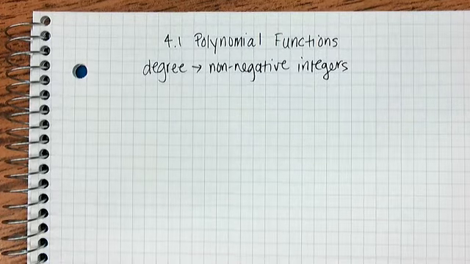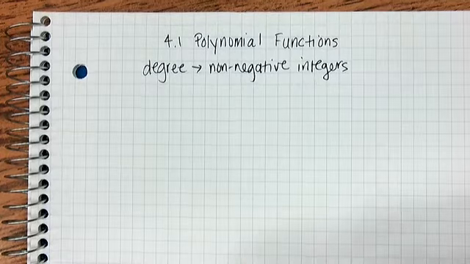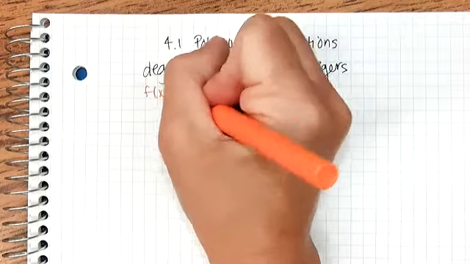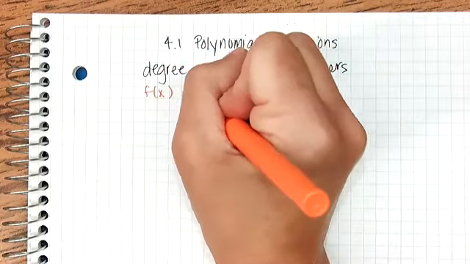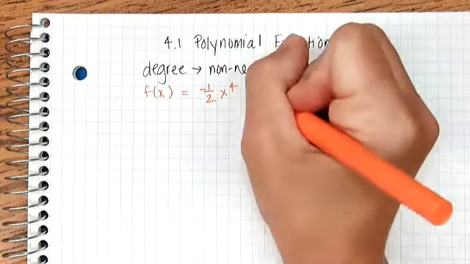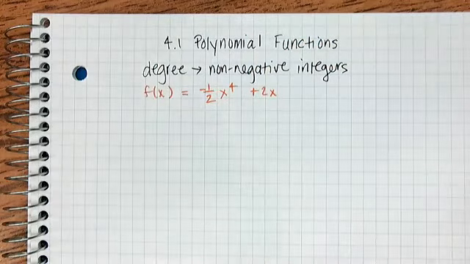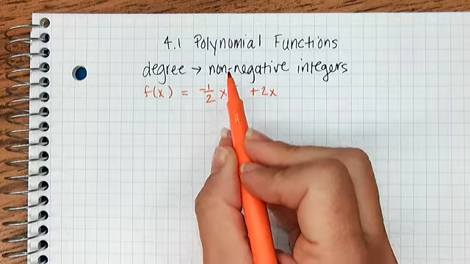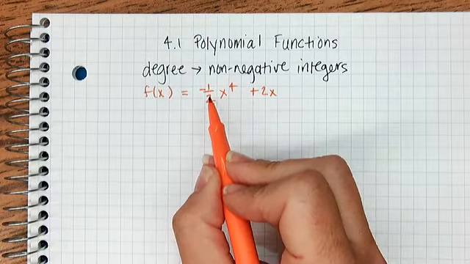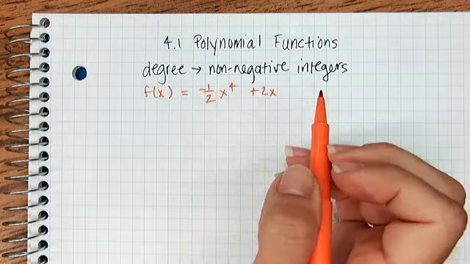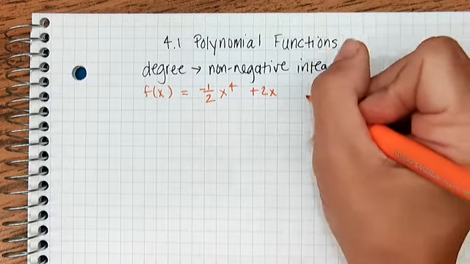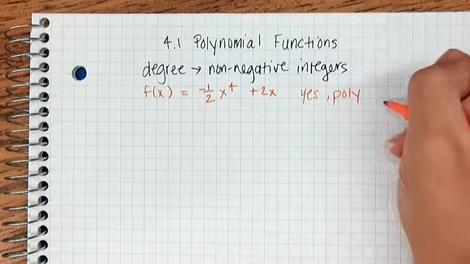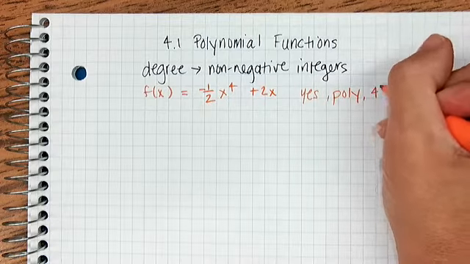So for example, if I ask you, is something like f of x equals negative 1/2 x to the 4th plus 2x a polynomial? The degree of the first term is 4. Remember, the highest exponent, that's the degree. The degree of the second term is 1. So the answer is yes. This is a polynomial with a 4th degree.